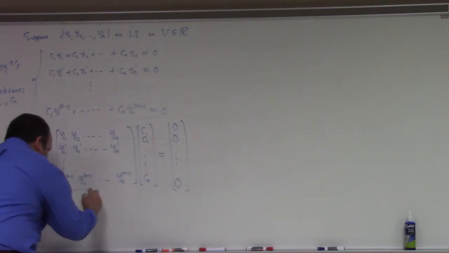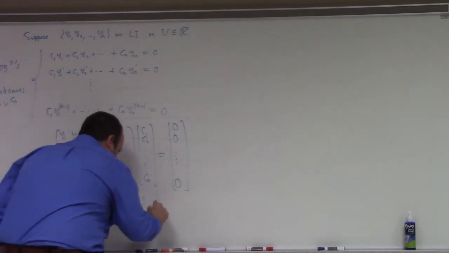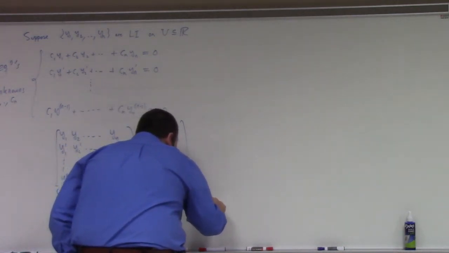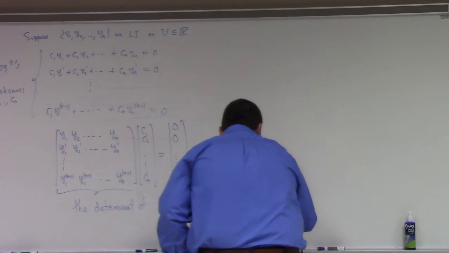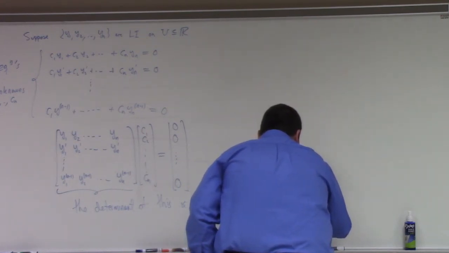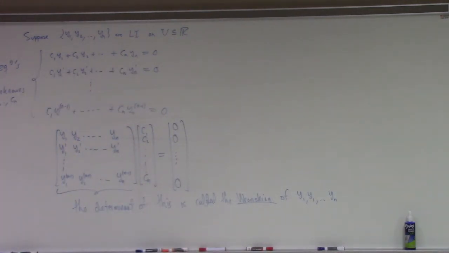So the determinant of this matrix is called the Wronskian of y1, y2, yn. To check linear independence of a set of functions, what we can do is take them, put them in a matrix, take the derivative, second derivative, however many derivatives we need, make a matrix, and take the determinant of that matrix. If that determinant is non-zero, at even one point, then on the interval where that point is contained, they have to be linearly independent.